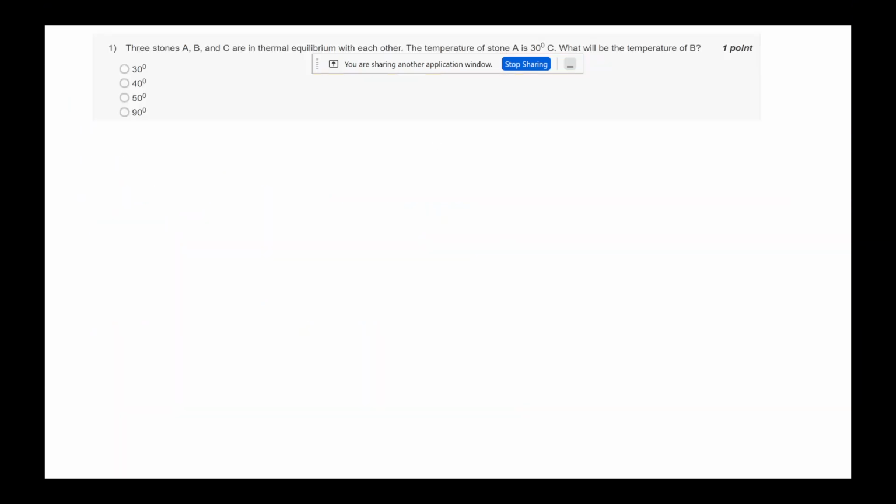So this is a sample problem. These are the problems from the previous year's assignments. The problem says there are three stones: A, B, C, which are in thermal equilibrium with each other, and the temperature of stone A is 30 degrees centigrade. So the question is, what will be the temperature of B?